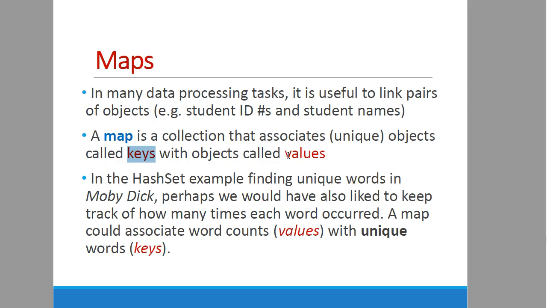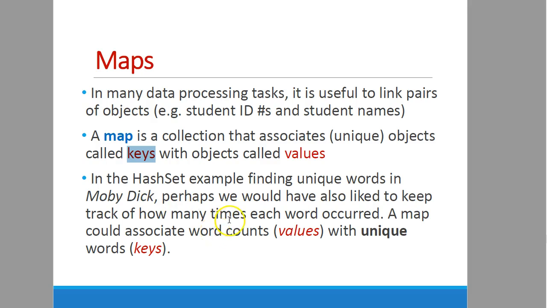And maps are, again, a parameterized data type, which means you can make a map of any two objects. So you can have a map of string and integer, or a map of doubles and strings, whatever you'd like. Another example of a good use for a map is if you wanted to build a chart of how many times each word in Moby Dick occurs.